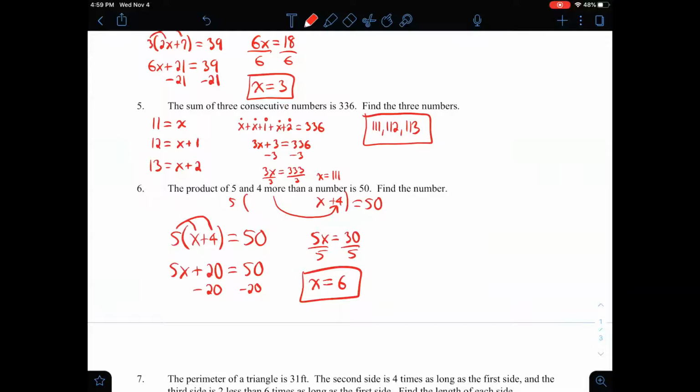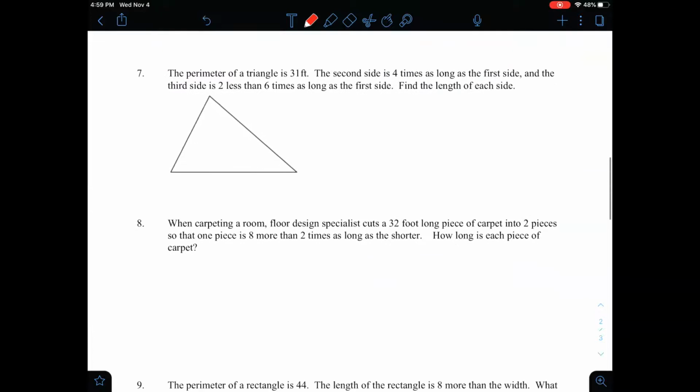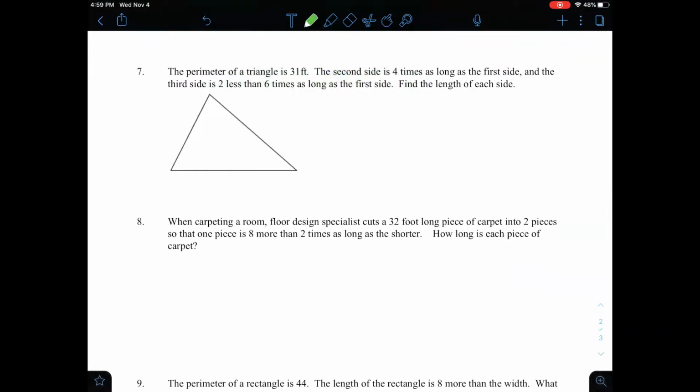All right. Cool. Now for the hard ones on the back. Oh boy. All right. So let's get into this.